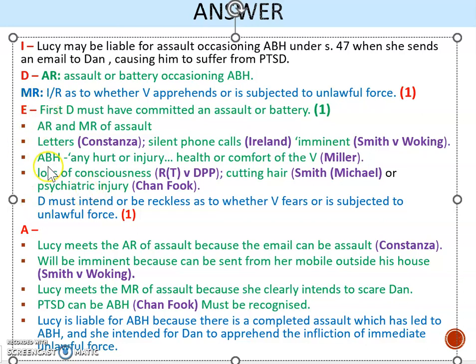And at the last bit of my explanation, I've explained the mens rea that I need. Our defendant must intend or be reckless as to whether the victim fears or is subjected to the unlawful force. Please note that for ABH, the mens rea is that they have to fear or be subjected to unlawful force. They don't need to intend or be reckless as to whether ABH is caused. Some students incorrectly write that. It's intentional recklessness as to whether the assault or battery is caused.